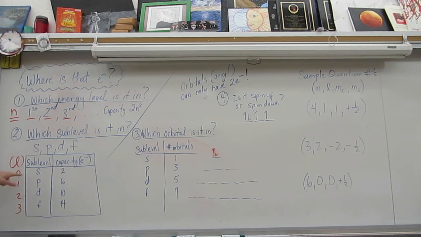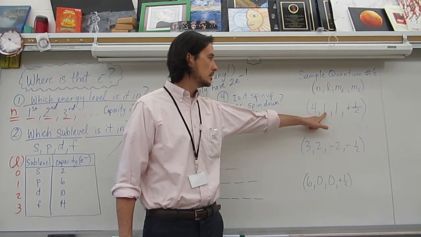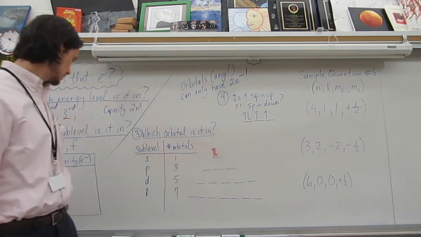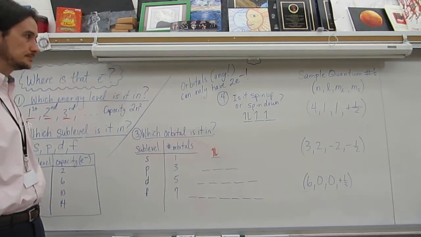The L values are such. S has an L value of 0, P is 1, D is 2, F is 3. So you can see these values. We have a 1 here. That's going to correspond to a P sublevel.